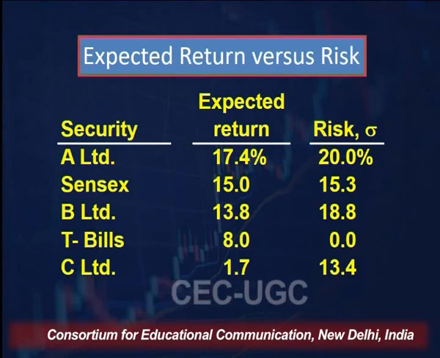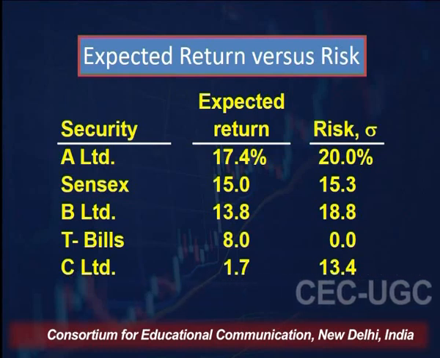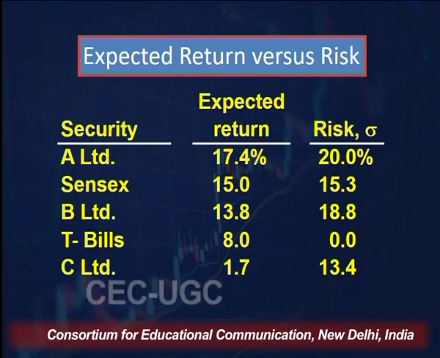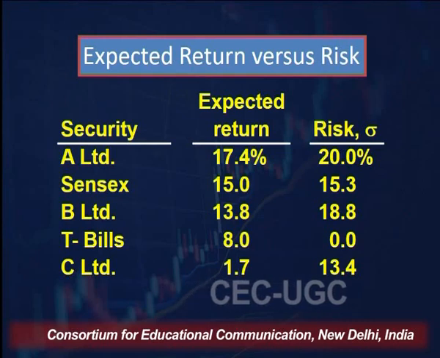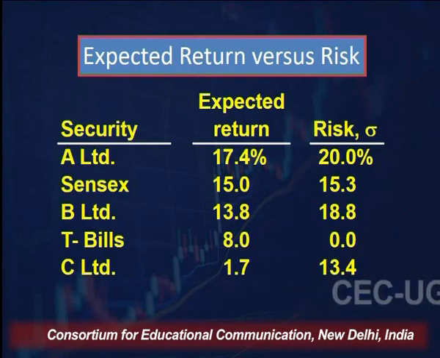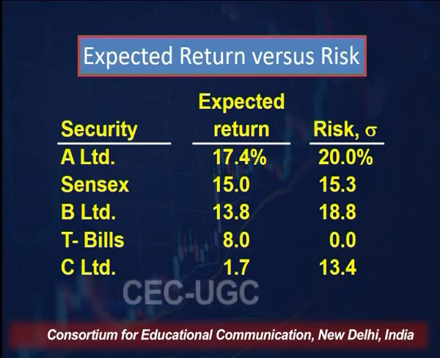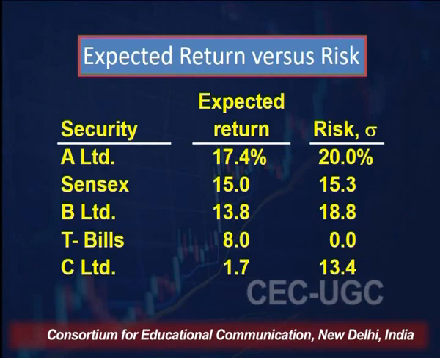So A Limited has expected return of 17.4% with a risk of 20%. Sensex has return of 15% and risk of 15.3%, which is measured in standard deviation. B Limited 13.8% as expected return and 18.3% as risk. Treasury bills 8% expected return and zero risk.